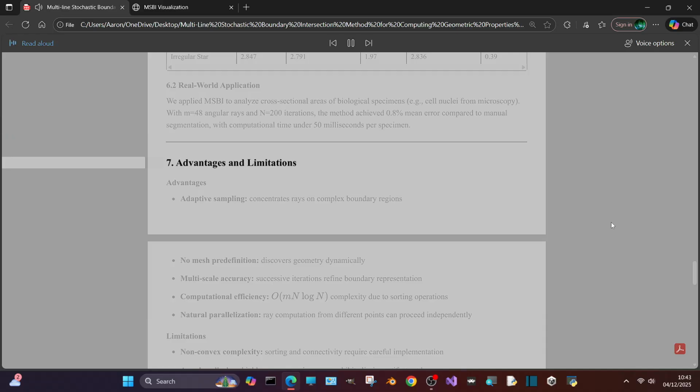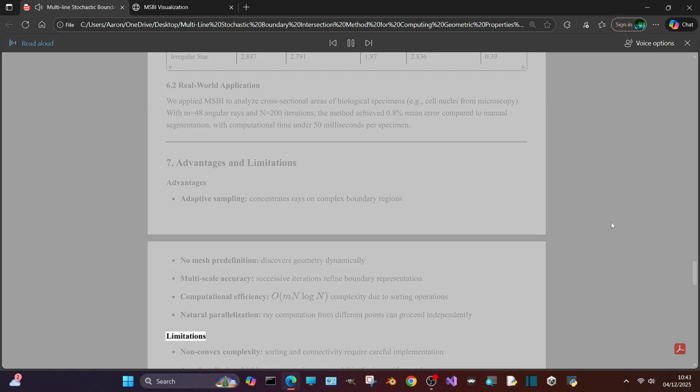7. Advantages and limitations. Advantages. Adaptive sampling concentrates rays on complex boundary regions. No mesh predefinition: it discovers geometry dynamically. Multiscale accuracy: successive iterations refine the boundary representation. Computational efficiency, with complexity dominated by sorting operations. Natural parallelization: ray computation from different points can proceed independently.